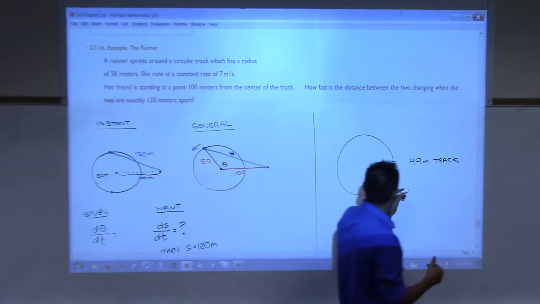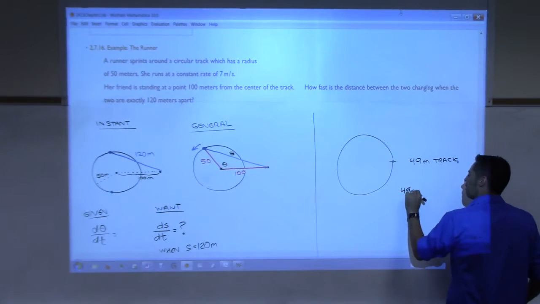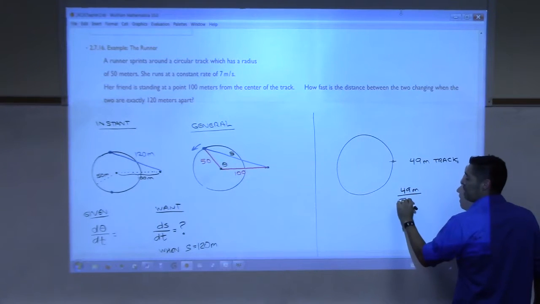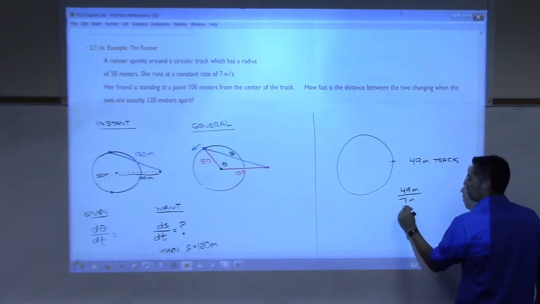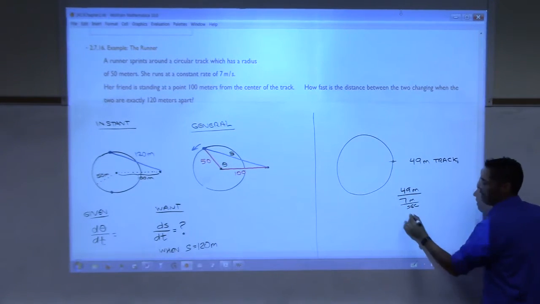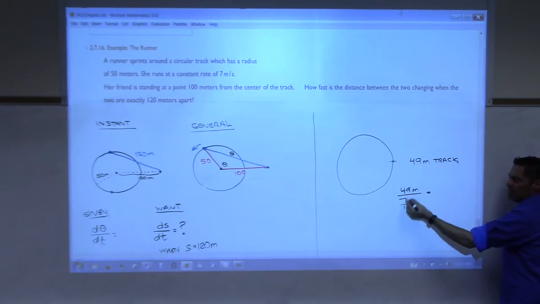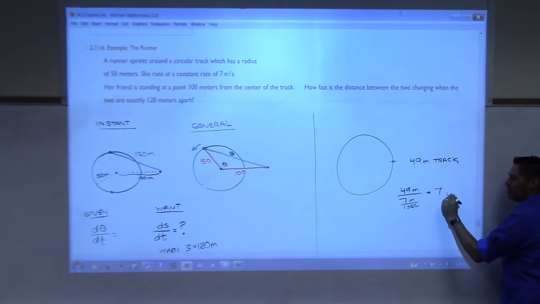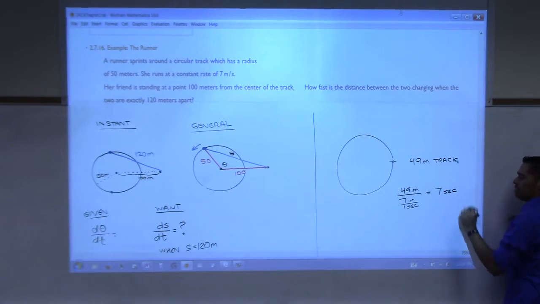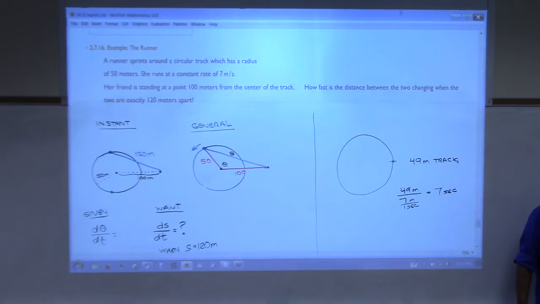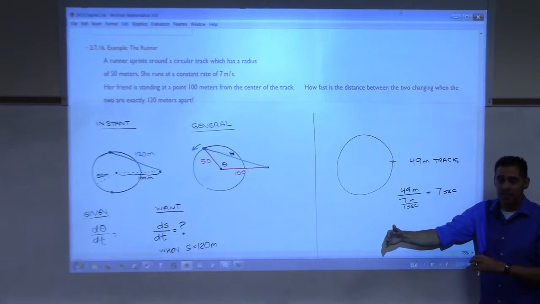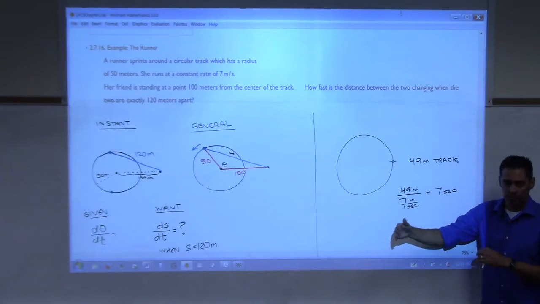So if I take this 49 meters and I divide it by her speed, 7 meters per second, you divide the 7 into the 49, you get 7. The meters would cancel, the seconds would flip up, and you get 7 seconds. That's how long it would take her to run around the track, right? She went 49 meters in 7 seconds. Got it?